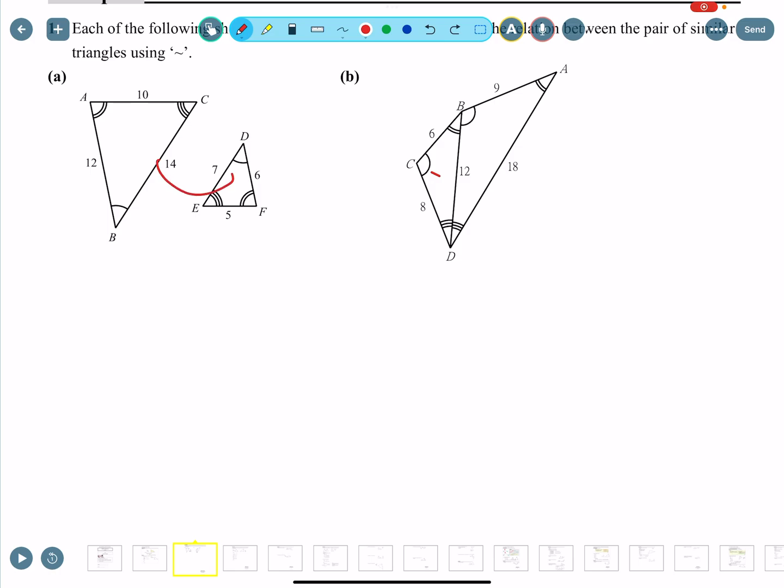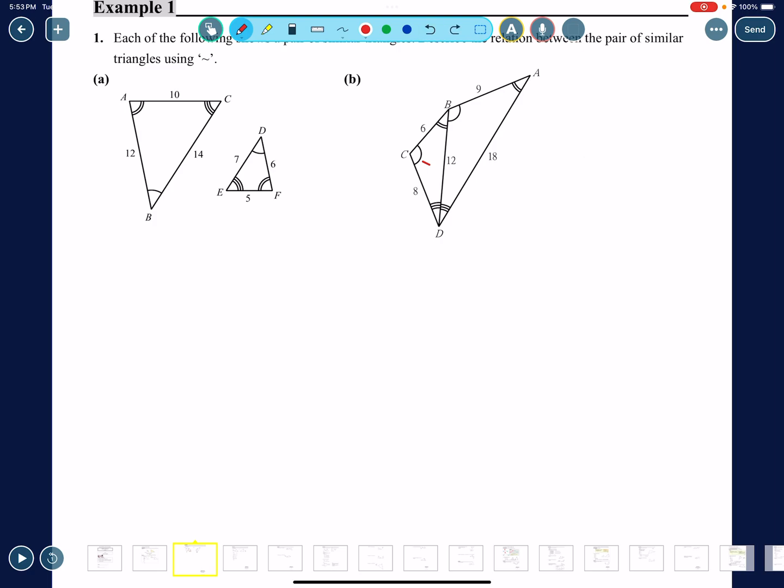And it makes sense. 14 and 7 are the two largest numbers for both triangles. If you divide 14 by 7, then you have 2, right? And then 10 and 5 is the smallest number actually. 12 and 6, right? So let's see how we're gonna do this. We're gonna do it like this.